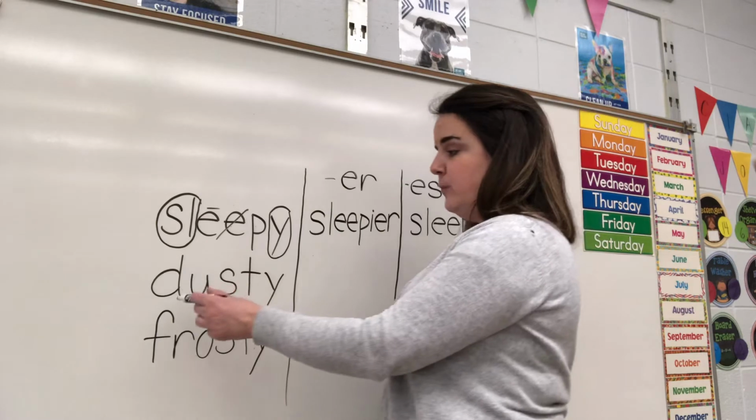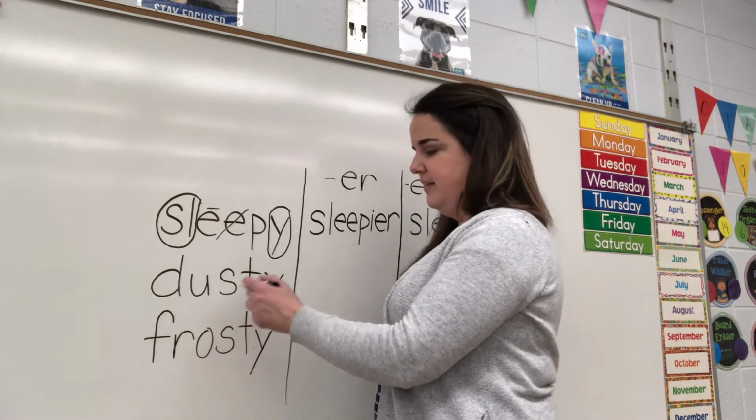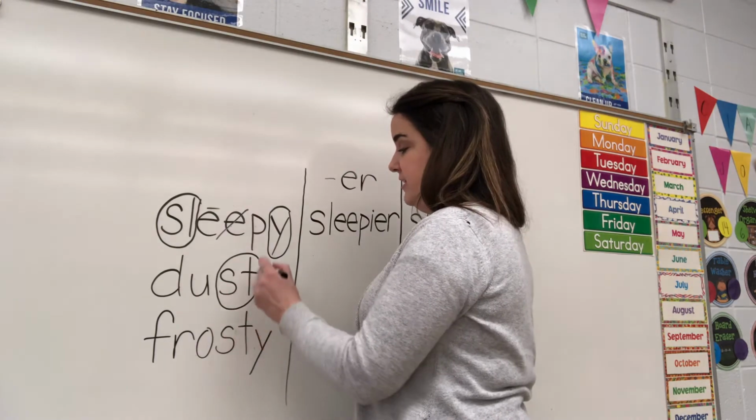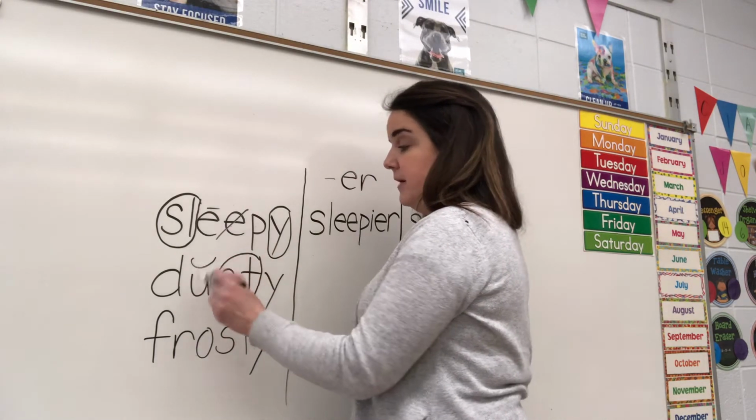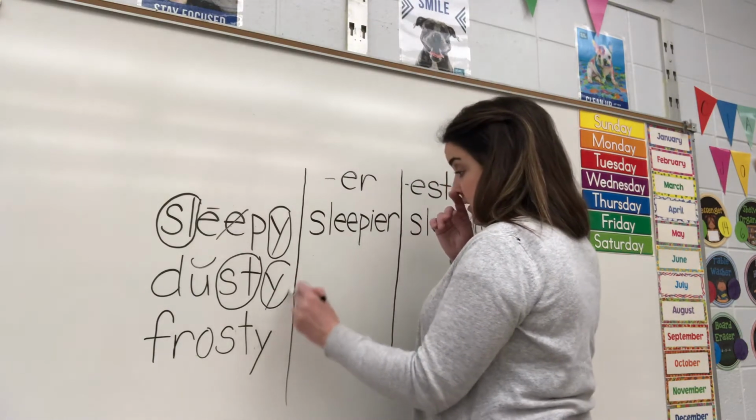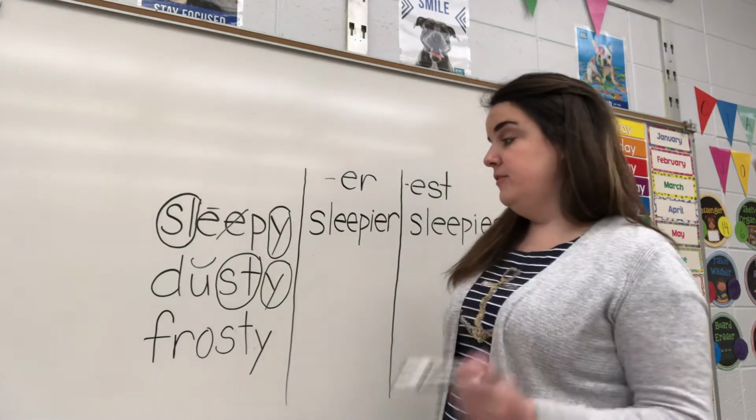So we have the word dusty. So I'm going to circle my special sound st. I'm going to mark my one vowel with a smiley face. And then here's my suffix, y. So we have the word dusty.